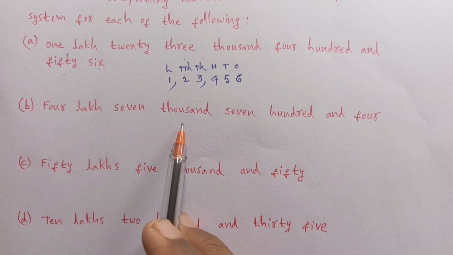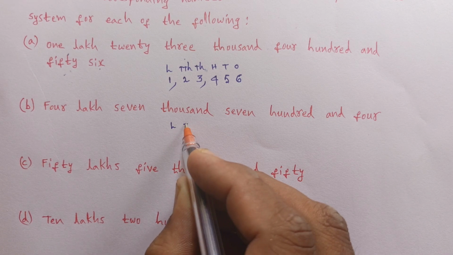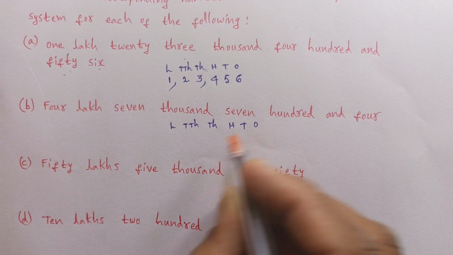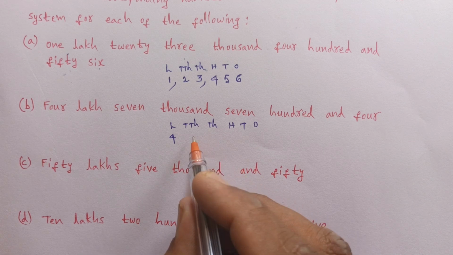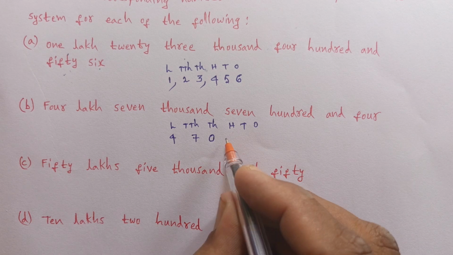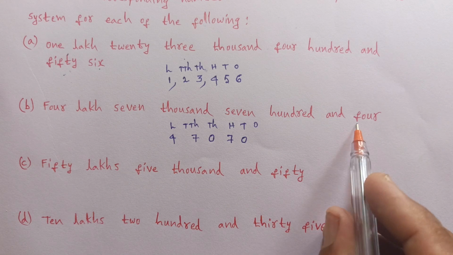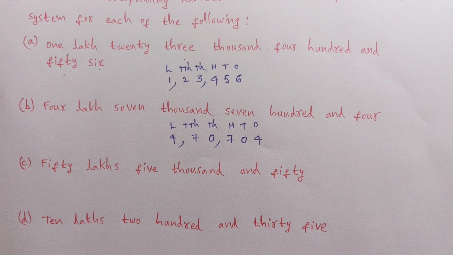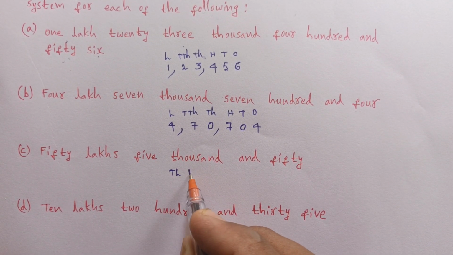Next, the B bit, 4,07,704. So 4 is in the lakh place, 70,000. In the thousands place nothing is given, directly we'll write 70. Next is 704. In the hundreds place 7, and in the tens place nothing is given, so we will write 0, and 4 is in the units place. So 4,70,704.